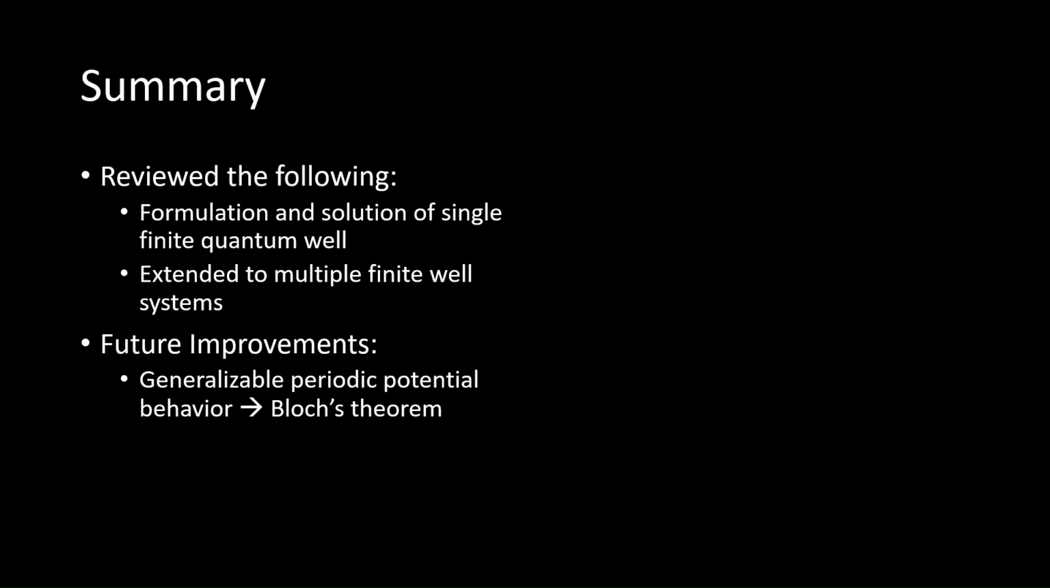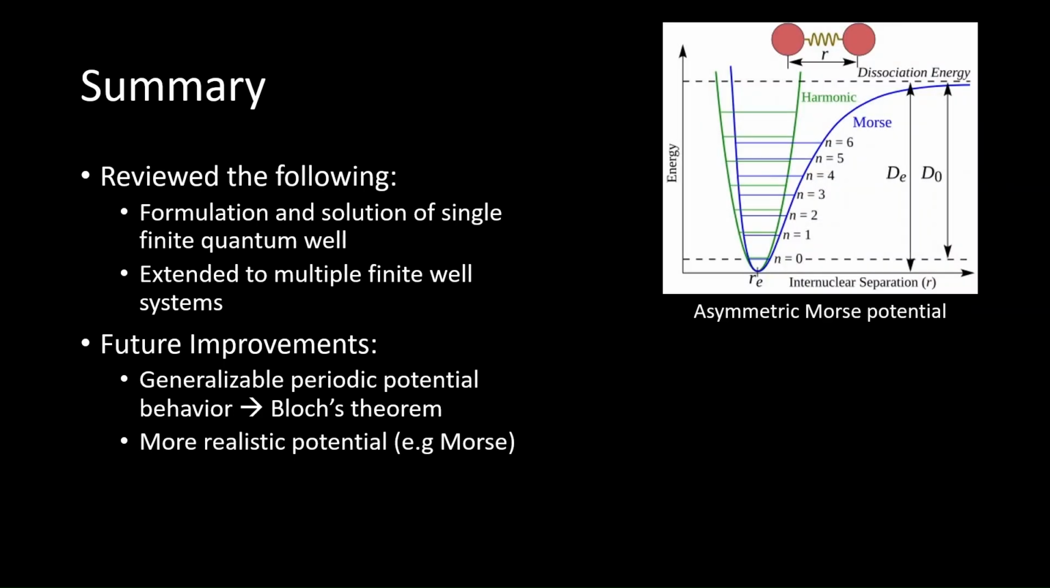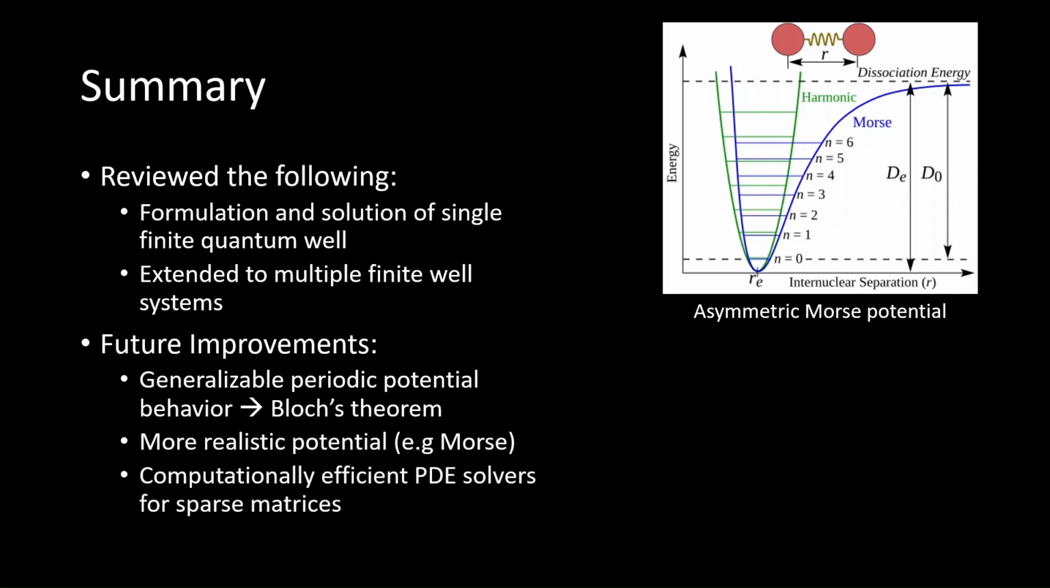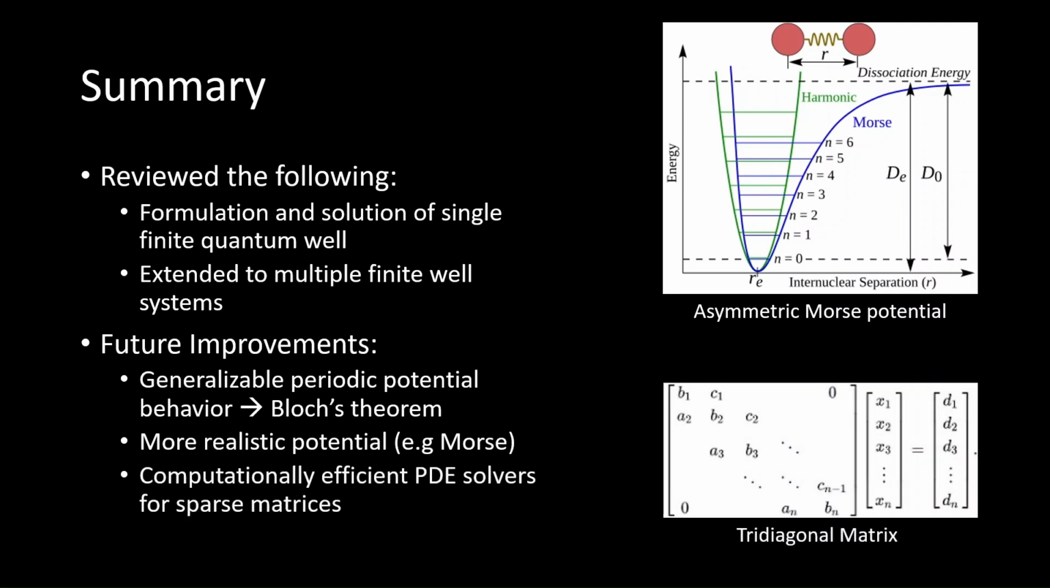Second, different, more realistic electronic potentials like Lennard-Jones or Morse can be explored to evaluate the effect they have on the results. Lastly, more computationally efficient techniques can be utilized for solvers, such as the Thomas algorithm for the sparse tridiagonal matrix and domain decomposition methods for the boundary value partial differential equation problems. The PDEs and matrix problems were found to take a lot of time to solve and scaled poorly, especially for multiple finite potential well systems.